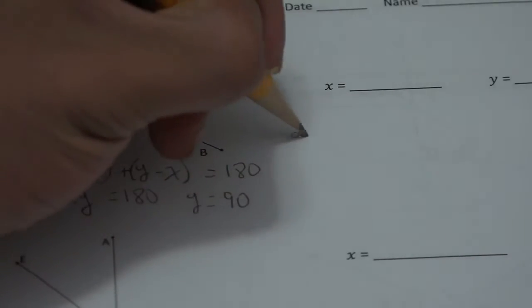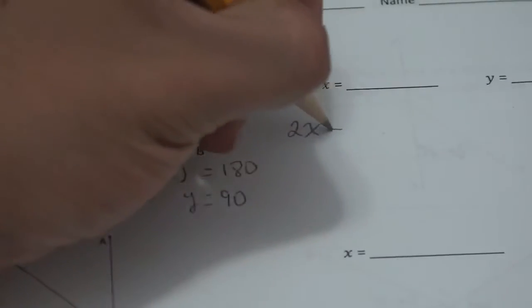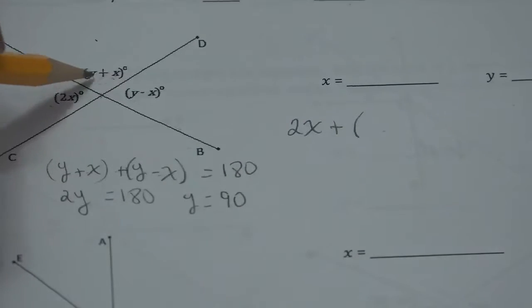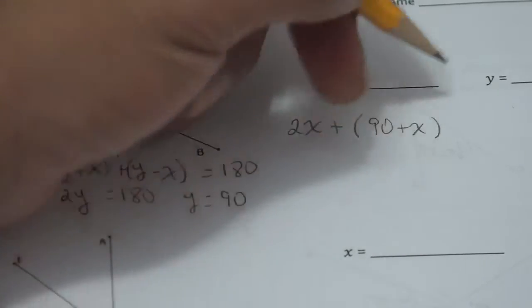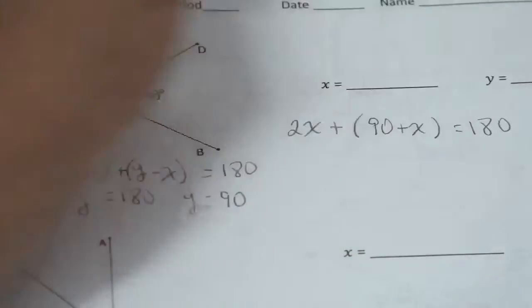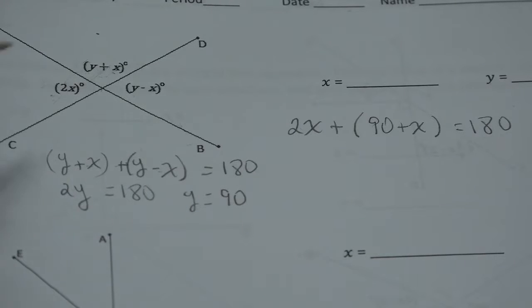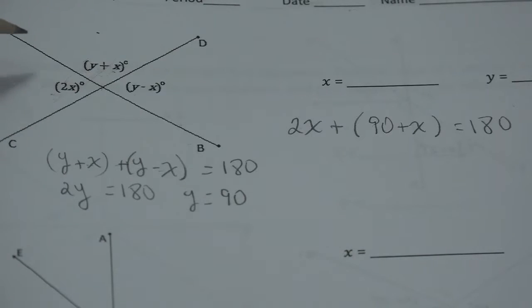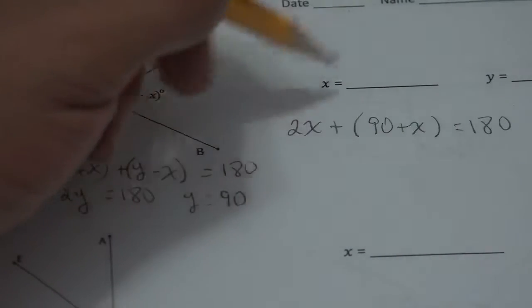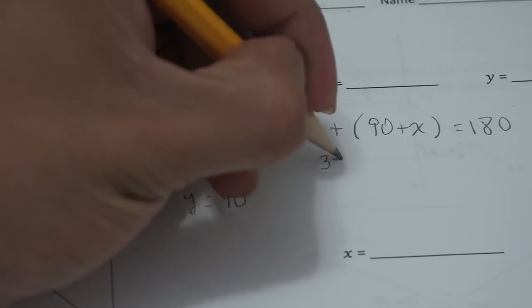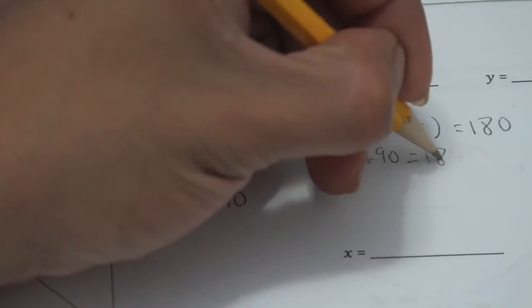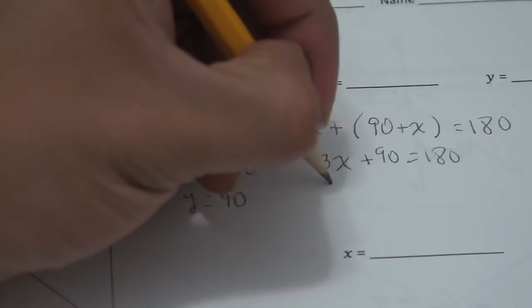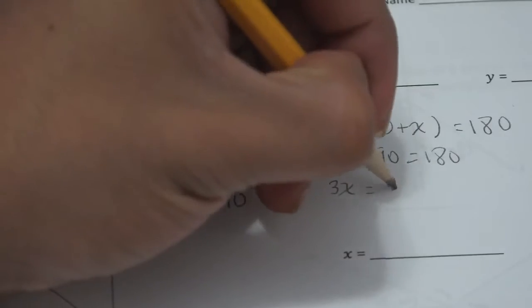So look at what I'm gonna do. I'm gonna write 2x, which is this angle, plus, and then instead of writing y plus x, I'm gonna write 90 plus x, and that should equal 180 degrees. This angle plus this angle, because a linear pair adds up to 180. All right, so add the like terms. So x and x, that's 3x plus 90 equals 180. Subtract 90 from both sides and you get 3x equals 90.